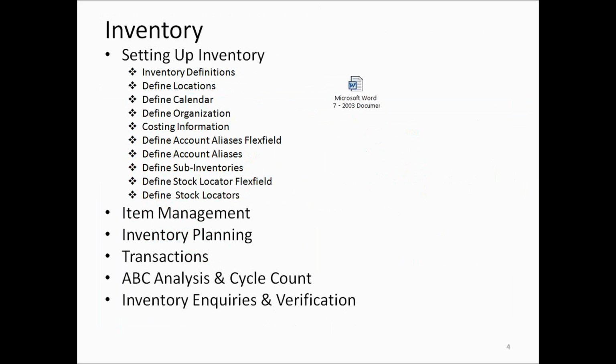Inventory planning is a min-max method, reorder planning. Okay, transactions. What are all the transactions which happen in inventory? Receiving the material, issuing the material, sub-inventory transfer, move order transfer. Okay, ABC analysis and cycle count. So, accuracy methods in the inventory.